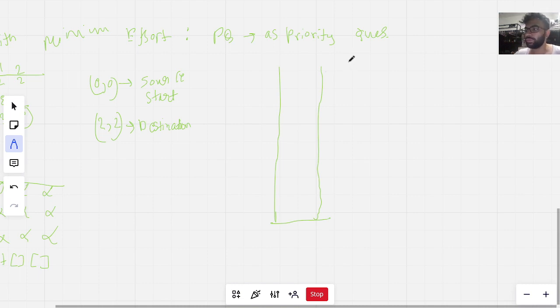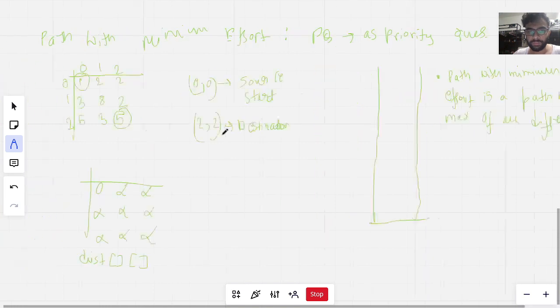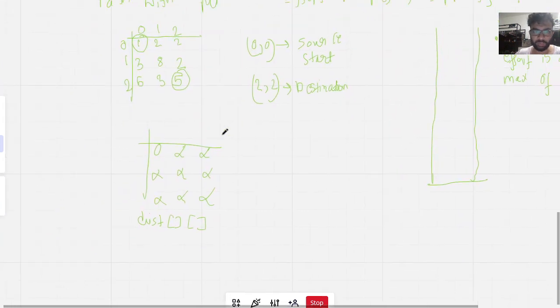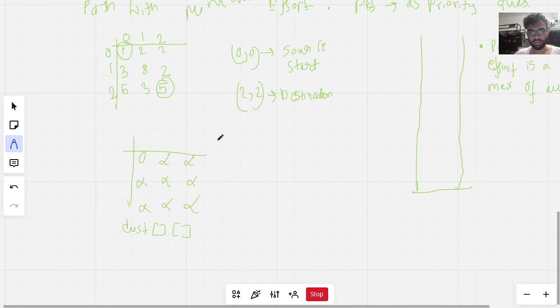So what are the constraints? The constraint is, for a path to be considered as the minimum effort, we have to take the path with the maximum of all differences. So the path with minimum effort is a path with the maximum of all differences. Okay, now I'm going to quickly fill the path over here. I'm going to quickly check each and every path over here and how we are moving.